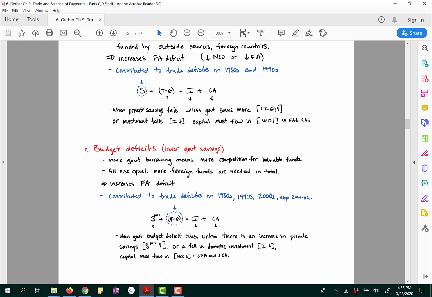So, if the government budget deficit rises, which means T minus G gets more negative, so therefore it falls, then there has to be an increase in private savings to make up for that shortfall, or else domestic investment has to fall, or else capital must flow in, which means the current account must fall or go more towards deficit, because that is saying the same thing as the financial account falls, because they are equal.